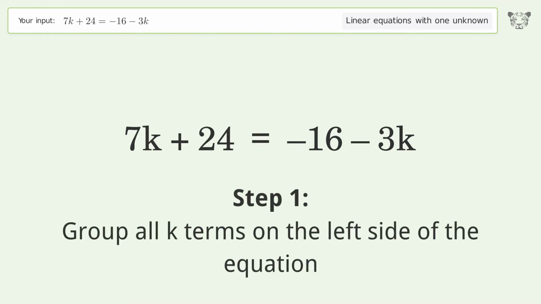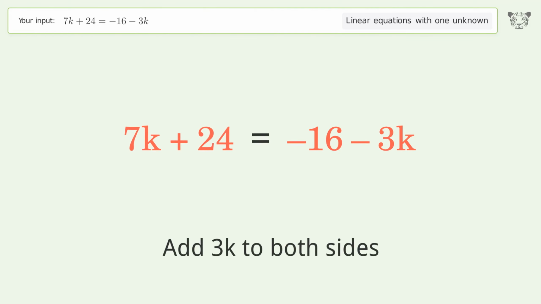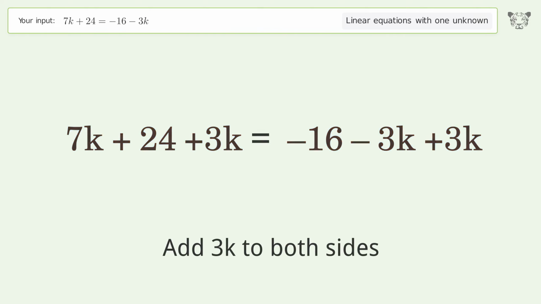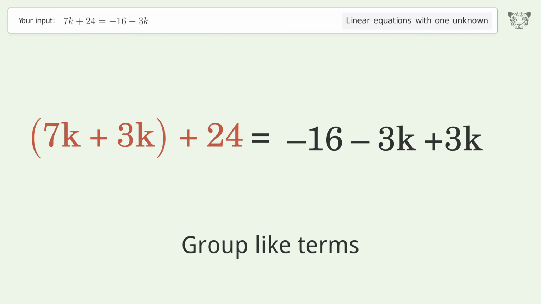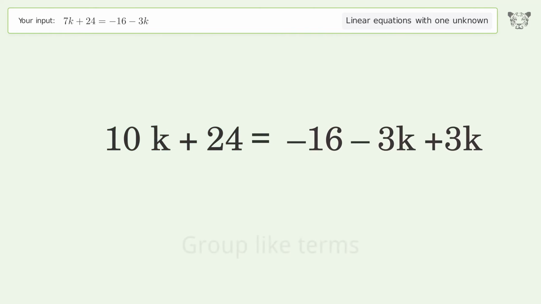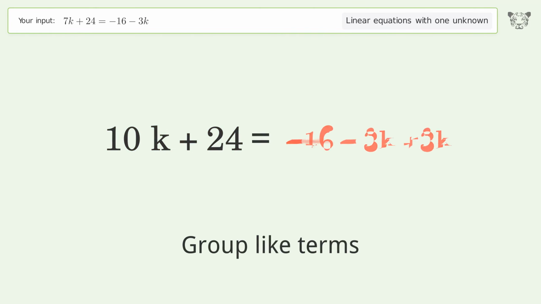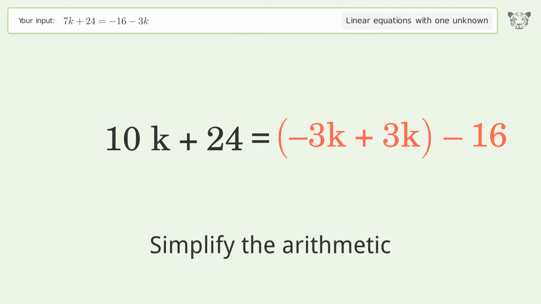Group all k terms on the left side of the equation. Add 3k to both sides. Group like terms. Simplify the arithmetic. Group like terms. Simplify the arithmetic.